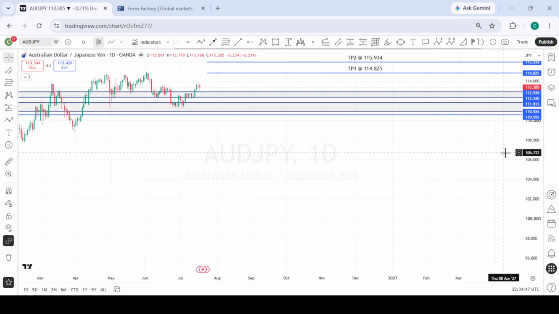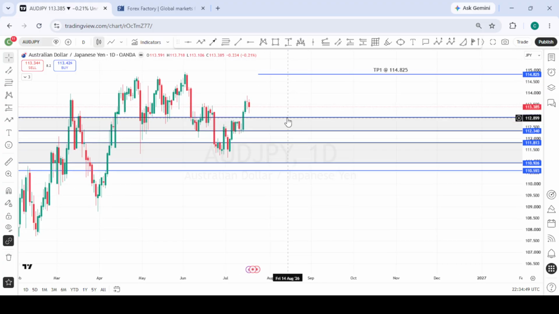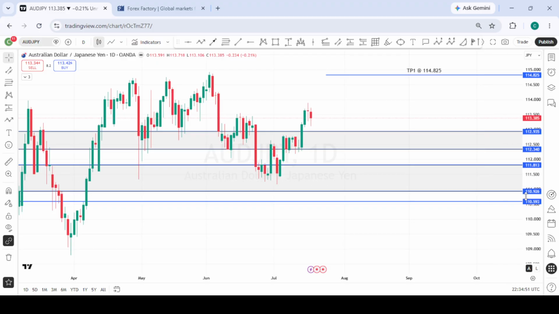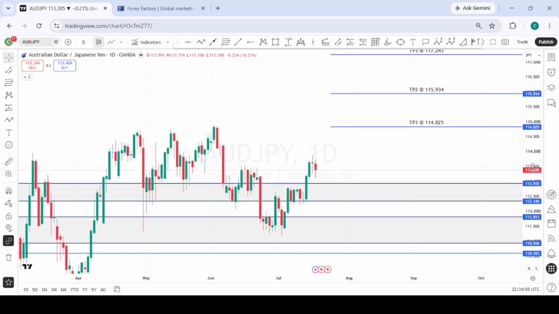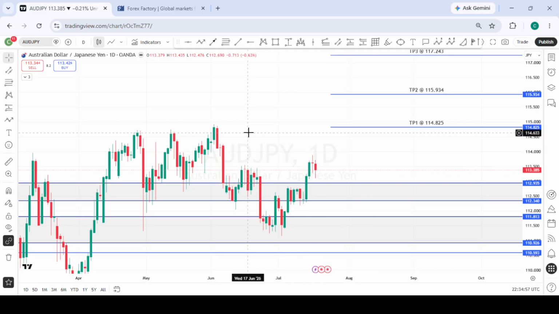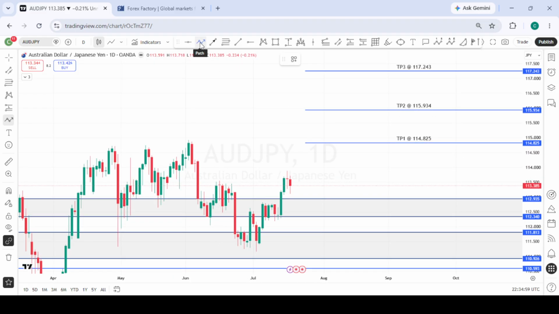This is AUDJPY, and for AUDJPY, we actually took a loss on this position, and we'll look at that at the end of this video. So going into next week now, we are very bullish on AUDJPY. So all we are waiting for is a possible pullback into this area of interest, and we'll look for buying opportunities from here to the upside. So we are very bullish on AUDJPY.